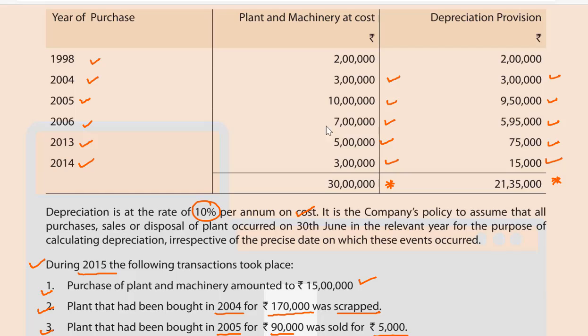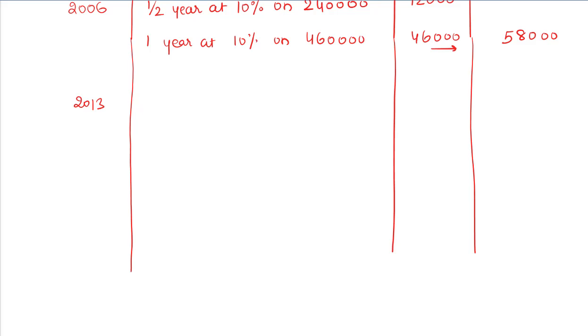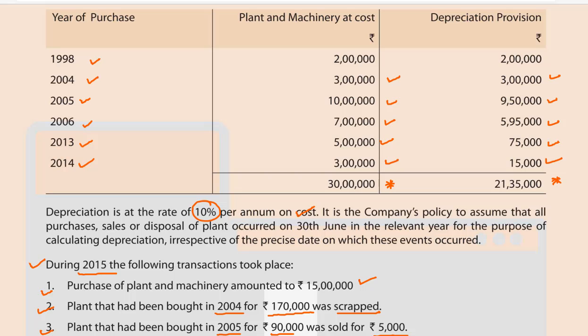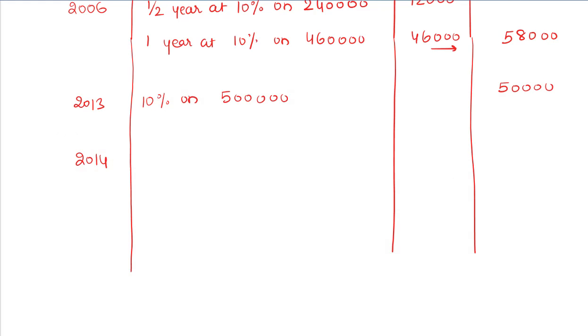For 2013 it is 5 lakh. So 10% on 5 lakh is 50,000. For 2014 it is 3 lakhs. So 10% on 3 lakhs is 30,000.